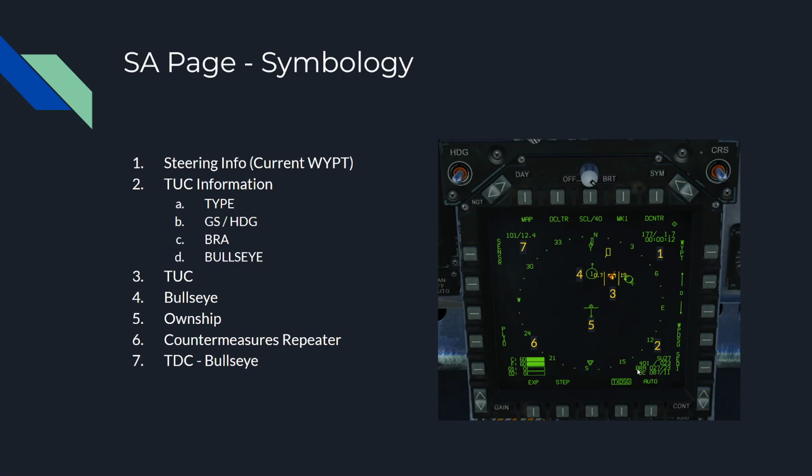Under that is your bra information. So it's 027 from you for 23 miles. And the bottom line is the bullseye information. So this guy is 087 for 11 miles from bullseye. And you can see bullseye right here, that symbol right there in the middle. And that's your currently selected target under your cursor.